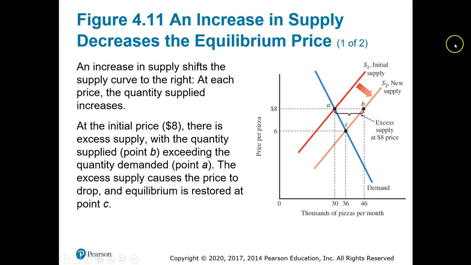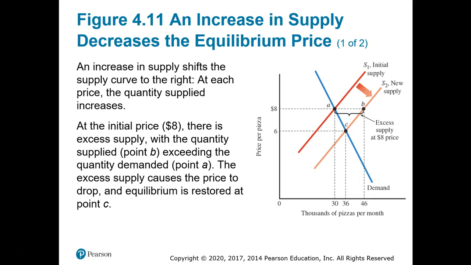An increase in supply shifts the supply curve to the right at each price. The quantity supplied then increases. At the initial price of A, at $8, there's an excess supply with the quantity supplied at point B. What does it do? Exceeding the quantity demanded at A, the excess supply causes the price to drop, and the equilibrium is restored at C. So, just like in demand, that A to B is the cause. Now I have excess.